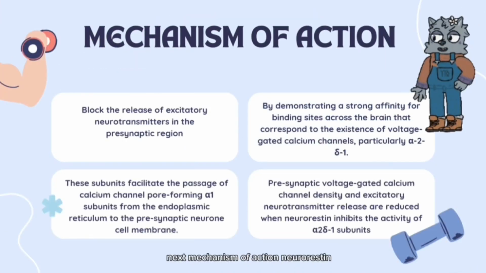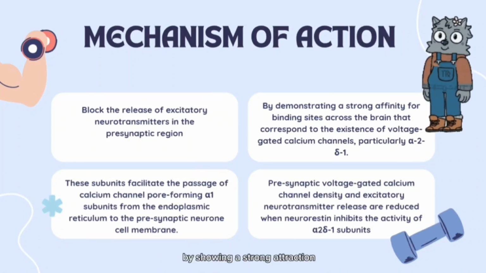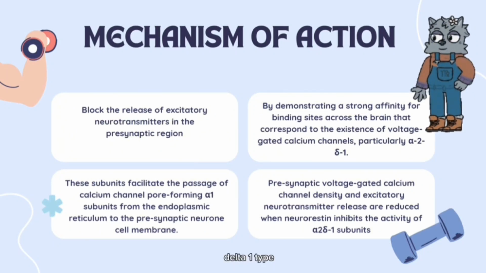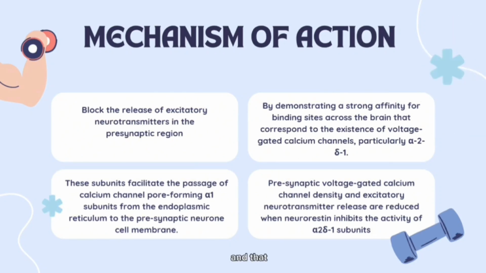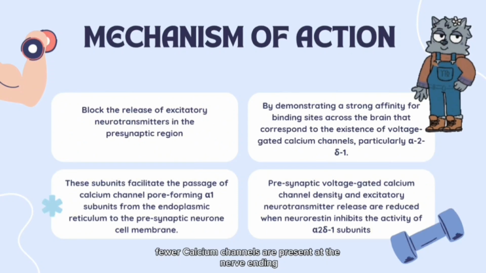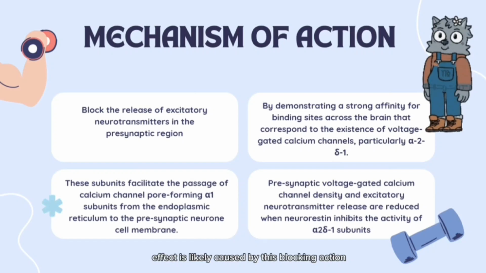Next, mechanism of action. Neurorestin appears to reduce the release of excitatory brain signals in the presynaptic area that contribute to seizures by showing a strong attraction to a binding site in the brain that matches with voltage-gated calcium channel, especially the alpha-2-delta-1 type. This subunit helps move calcium channel parts from inside the cell to the nerve ending. Studies suggest that alpha-2-delta subunit levels can increase during long-term pain, and that this change is linked to increased sensitivity to pain. When Neurorestin blocks the alpha-2-delta-1 subunits, fewer calcium channels are present at the nerve ending, and fewer excitatory signals are released. Neurorestin's anti-seizure effect is likely caused by this blocking action.